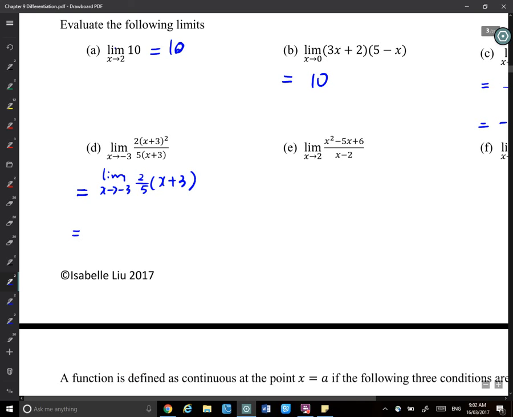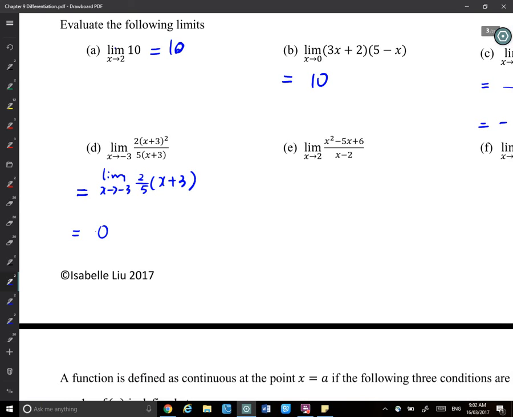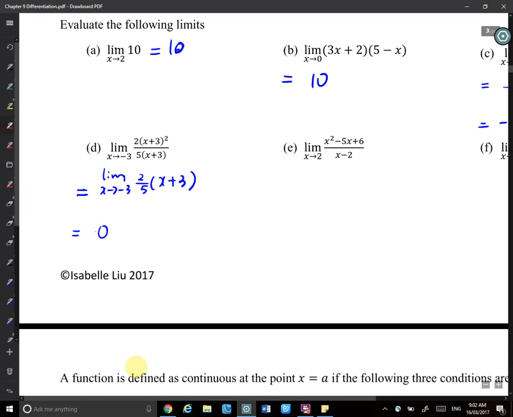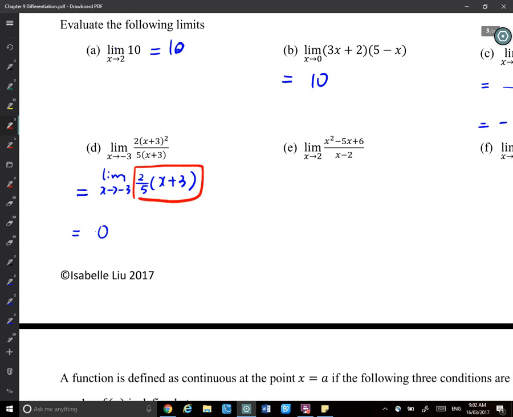And now we can substitute, then the limit will go. I will substitute -3 in, and it gives me a 0. Okay, so tell me, what type of function is this? What is it, like its name? Linear? You have linear, right? Okay, so let's sketch this linear.